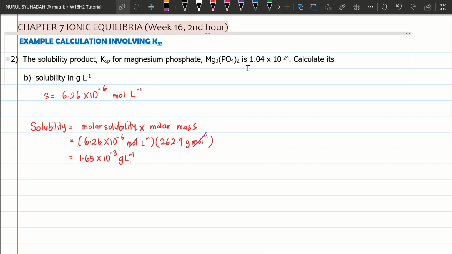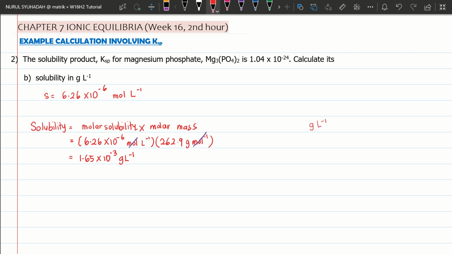Okay, saya tunjukkan dekat sini dengan unit. Kiranya kalau awak stuck, awak tak pasti nak tukar solubility kepada molar solubility ni, nak kena bahagi ke, nak kena darab, okay, so what you can do is look at the unit. So awak tahu solubility awak, unit dia adalah gram per liter. Okay, molar solubility awak adalah mol per liter. So kalau awak bahagikan dia, okay, apa yang awak akan dapat dekat sini? So unit yang awak akan dapat adalah mol per gram. Kita ada ke unit ni?